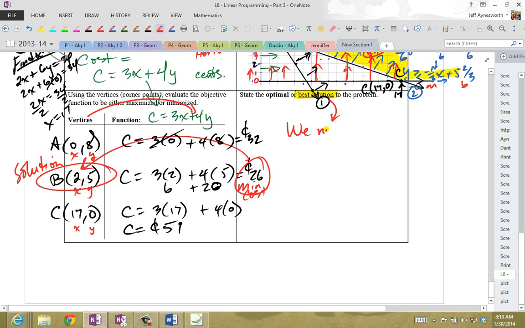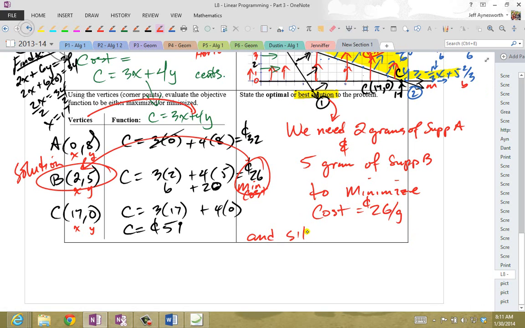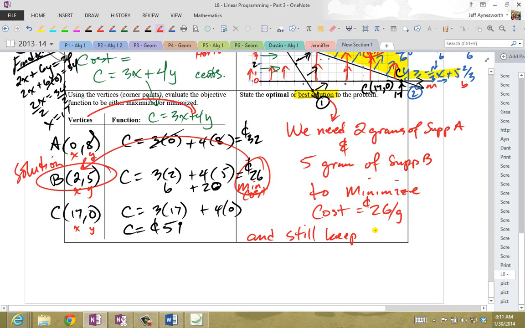So let's write that down. We need 2 grams of supplement A and 5 grams of supplement B to minimize cost, which is equal to 26 cents per gram, and still keep the minimum requirements of vitamin B and C to be healthy.